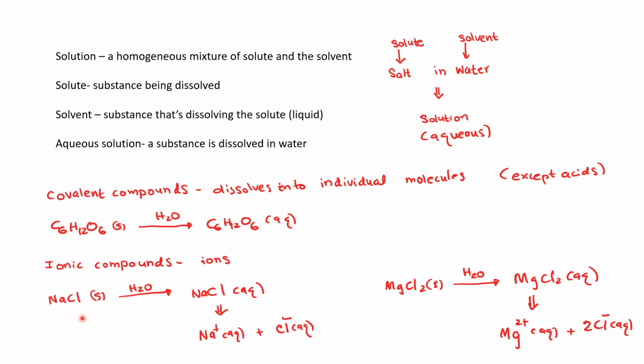Example, sodium chloride. When you dissolve sodium chloride in water, it makes an aqueous solution of sodium chloride and it dissociates into Na+ ions and Cl- ions. Here's another example, magnesium chloride. You will get a Mg2+ ion and 2 chloride ions.